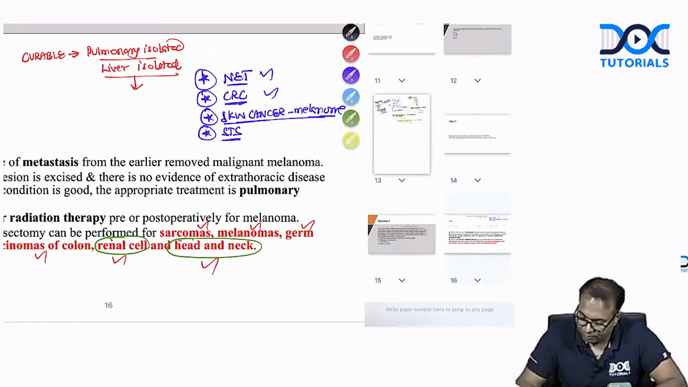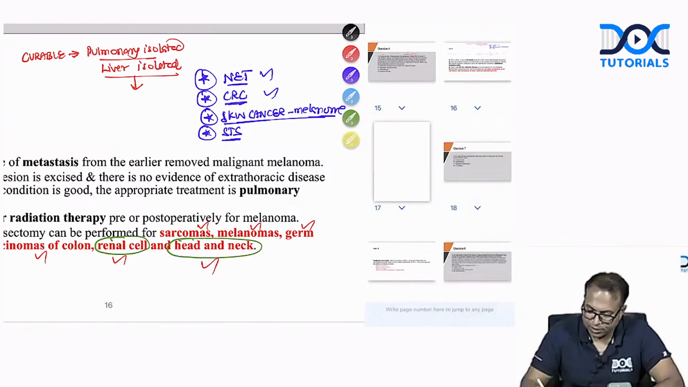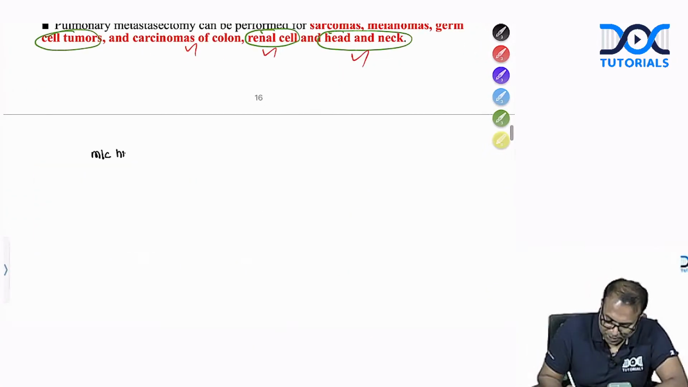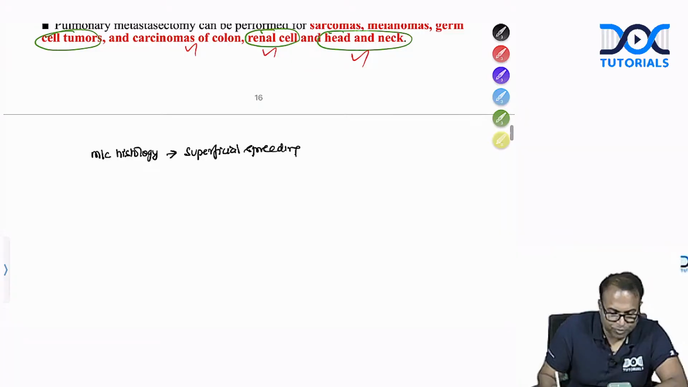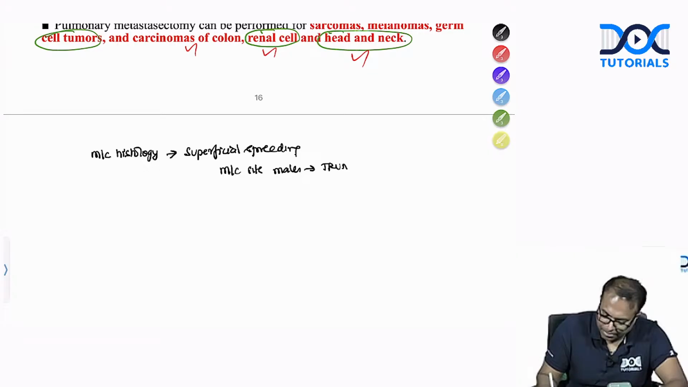So melanoma, what is the most common histological type of melanoma? Yes, superficial spreading melanoma. Its most common site in males is the trunk. In females, the most common site is the extremities.